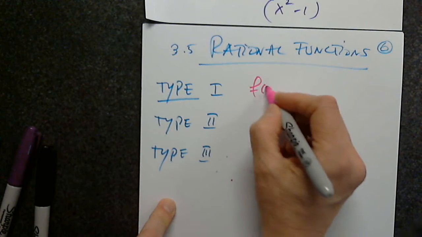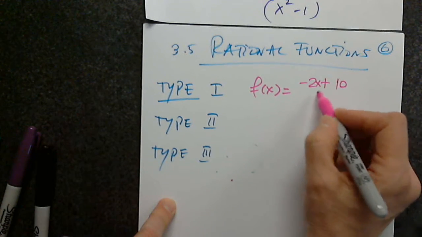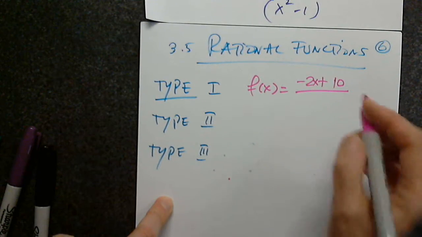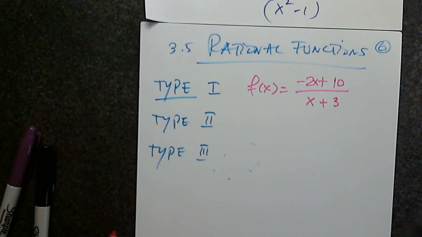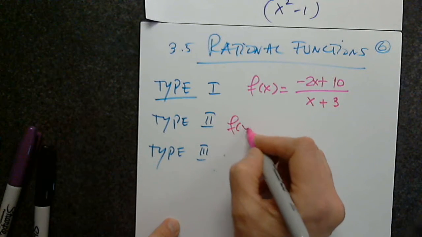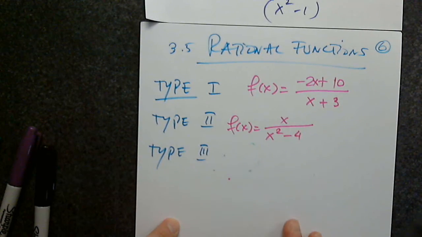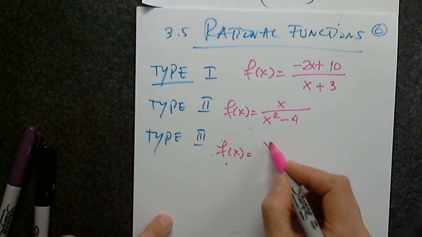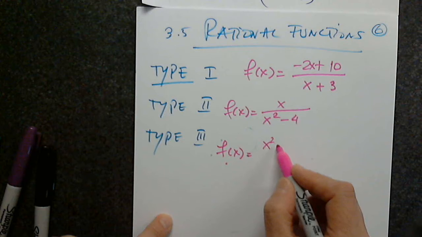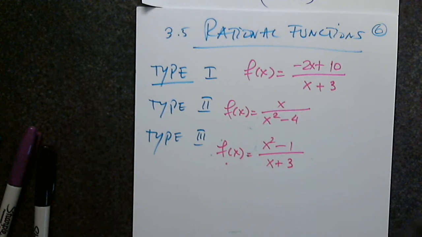So here's an example. Let's say f of x equals negative 2x plus 10, divided by x plus 3. Here's another type. Let's say x divided by x squared minus 4. And here's type 3, which is, let's say, x squared minus 1 divided by x plus 3. I claim that they are all different.